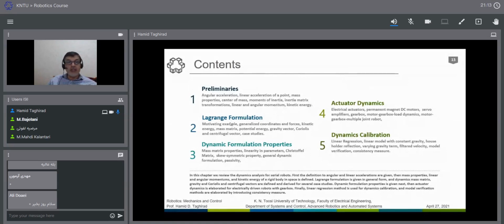In this session, I will give a motivating example of how the Lagrange method can be applied for a simple, not very simple, but simple case, and then I will give the generalized coordinate and generalize the representation of the Lagrange formulation, and then with some examples and also some programs written in MATLAB, you can use that.